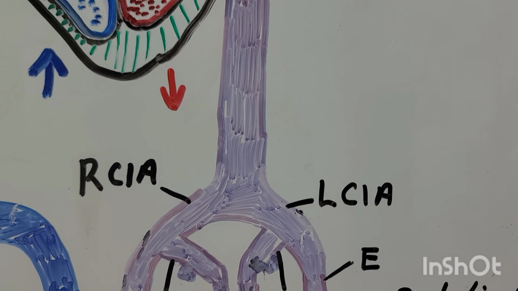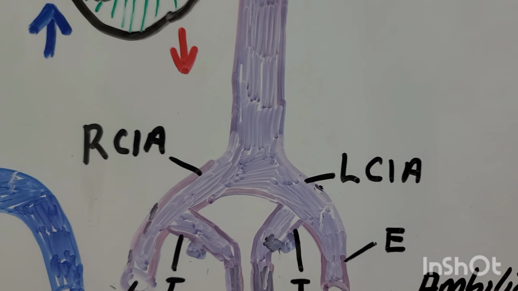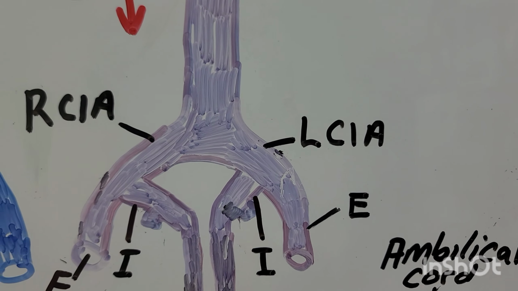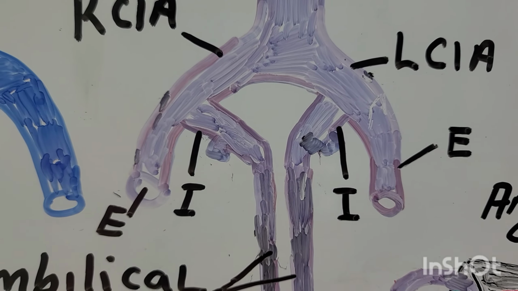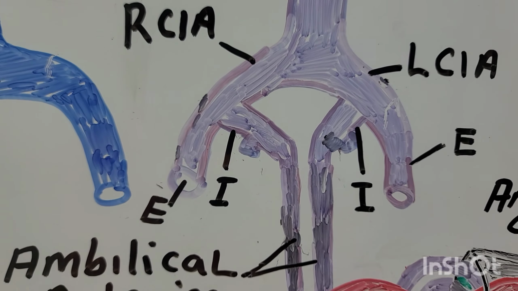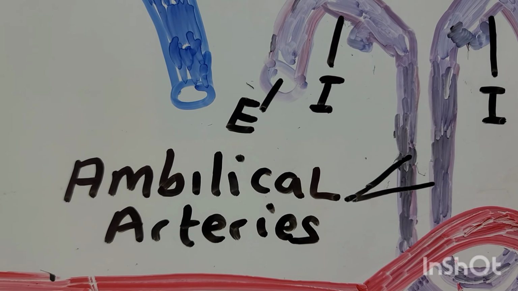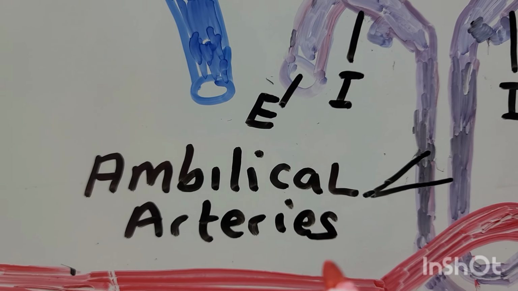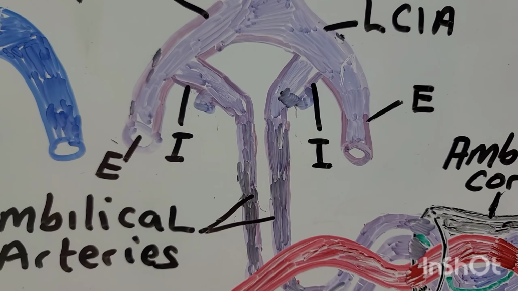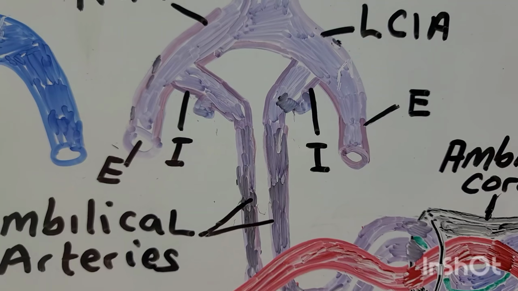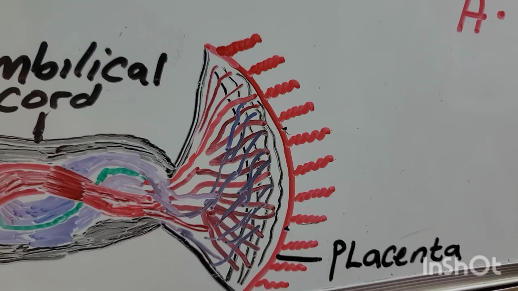We are going to be having a bifurcation. We're going to be having the right common iliac artery and then the left common iliac artery, which are also going to be further breaking into external iliac arteries and then internal iliac arteries. And we said on the internal iliac arteries, you're going to be having the umbilical arteries that are going to be driving the blood, which has a lot of waste and less oxygen, approximately around 50%, back to the placenta.